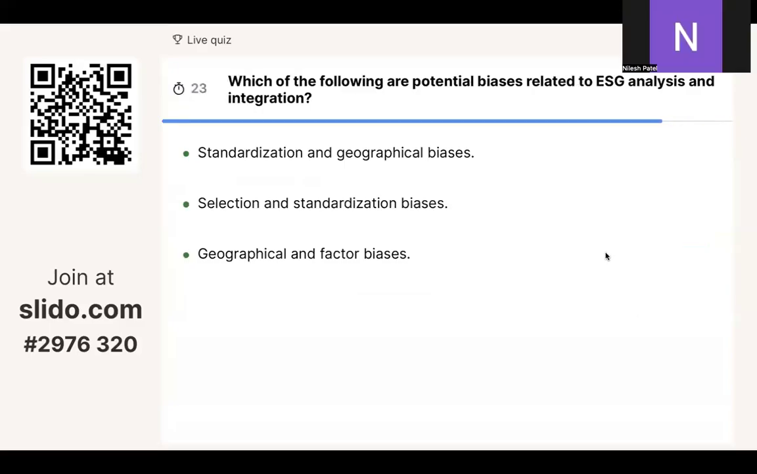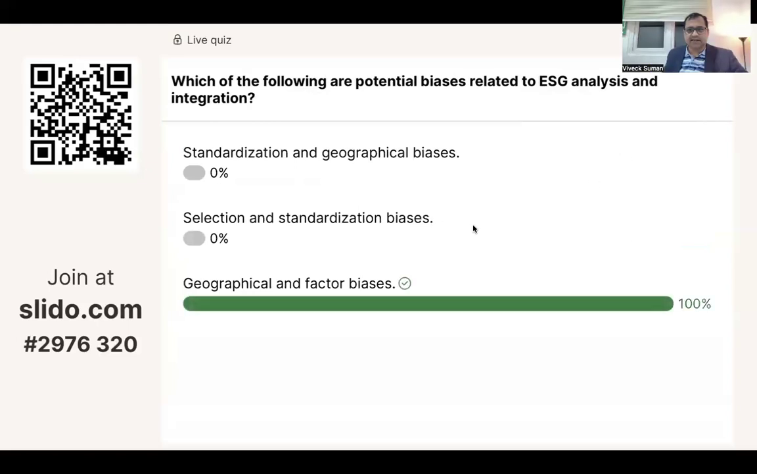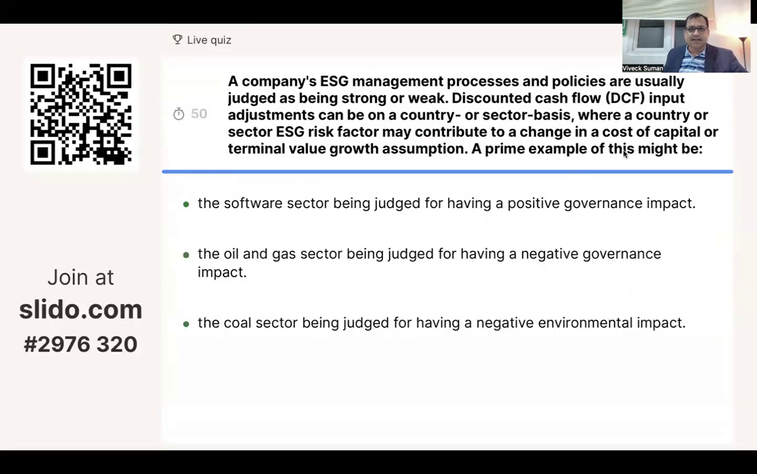Next question, please, Nilesh ji. Which of the following are potential biases related to ESG analysis and integration? Standardization and geographical biases, selection and standardization biases, or geographical and factor biases. The answer is geographical and factor biases. That's the correct answer. Thank you. Next question, please.